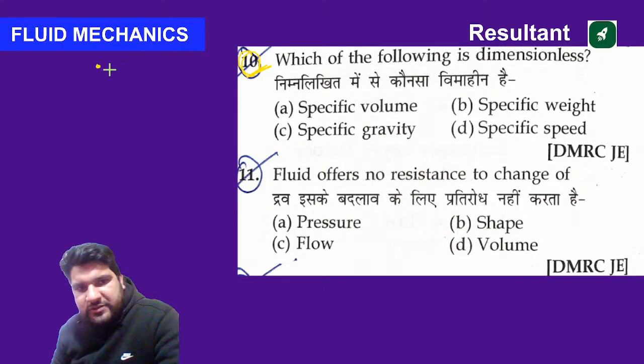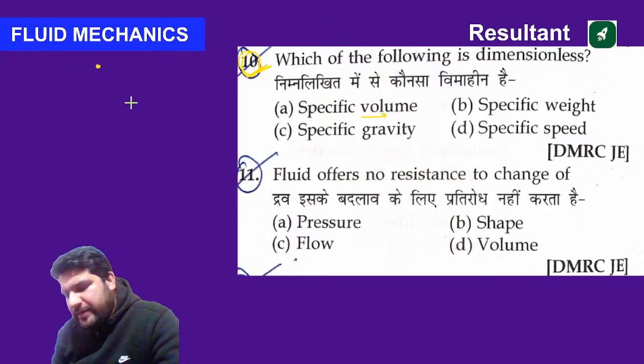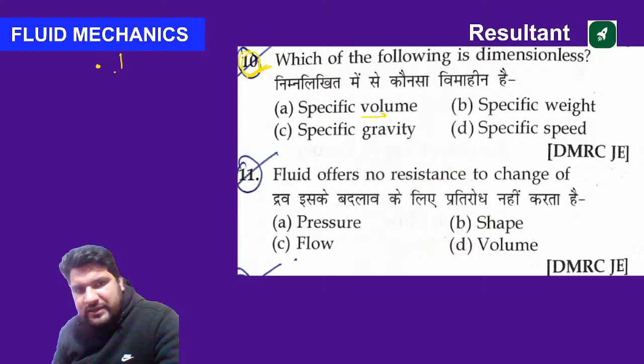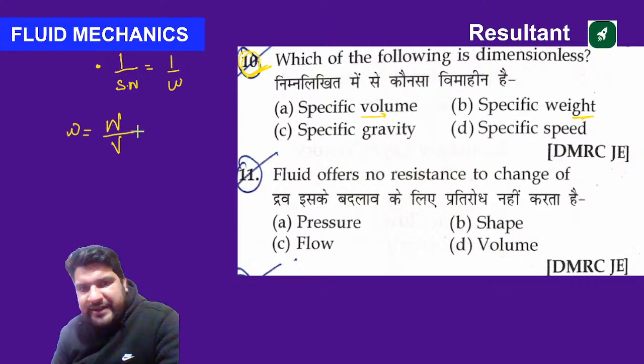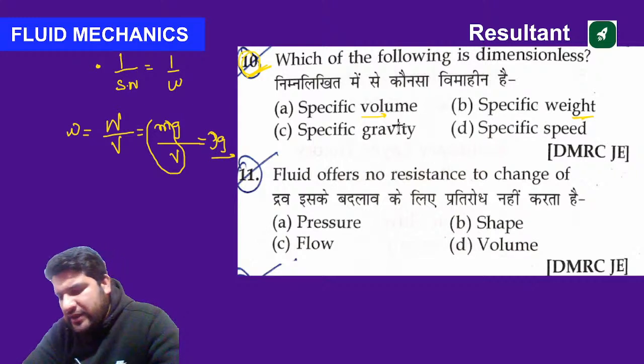So, if we are looking at specific gravity and specific volume, what is specific volume? Specific volume is 1 by specific weight, and the specific weight is denoted as small w. So what is specific weight? It is the weight of the fluid per unit volume. Remember, it is weight, not the mass. So weight can be written as mass times acceleration divided by volume, and mass by volume is density. So rho g is the specific weight. It is not dimensionless.